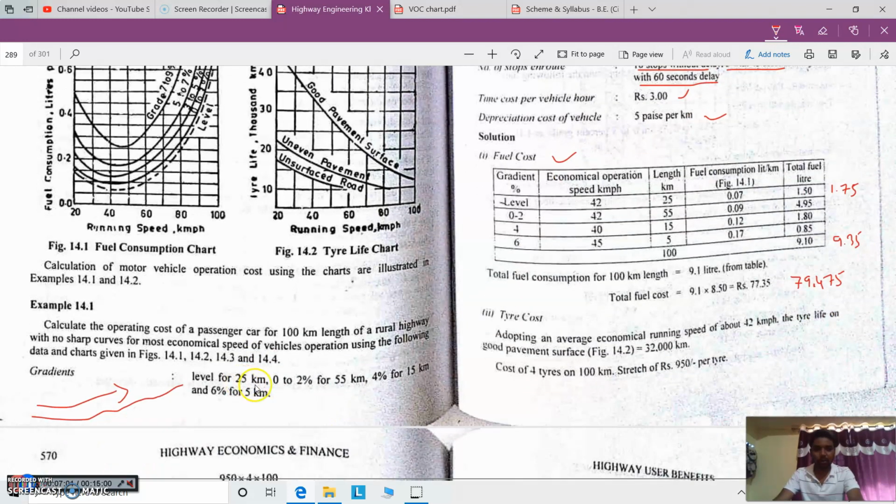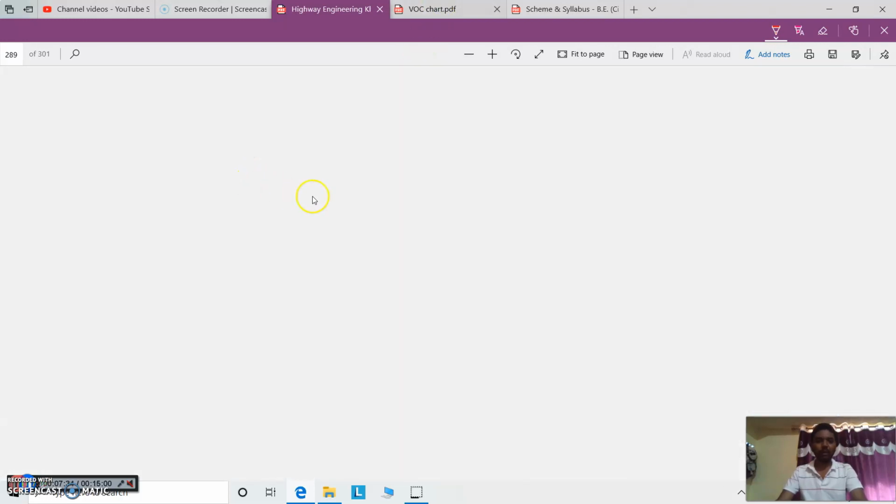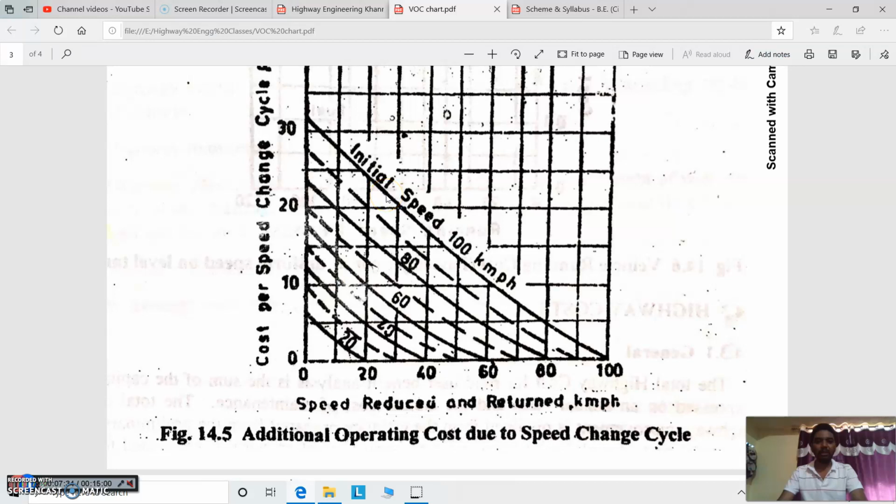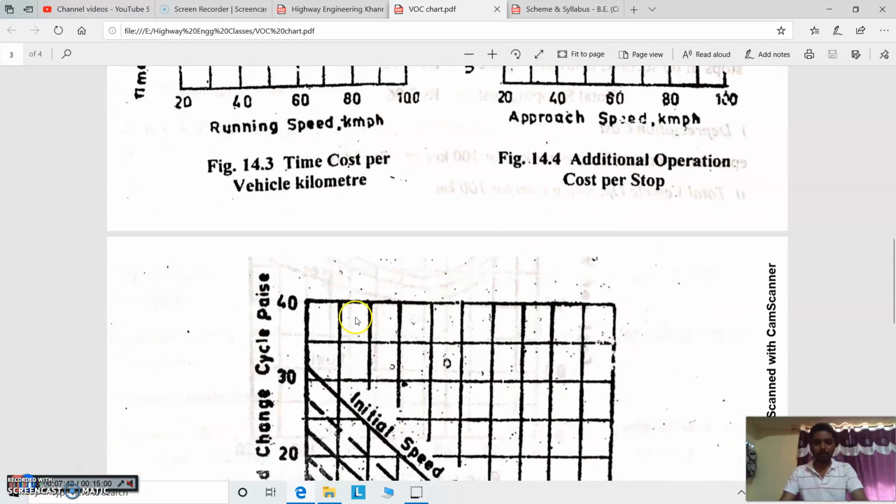What we know is that gradients are involved in the particular length of the highway. Those gradients are tabulated over here: level, 0 to 2% gradient, 4% gradient, and 6% gradient, as given in the question. Then economical operations, length, fuel consumption, and total fuel in liters, right? Whenever you consider level ground, you need to consider a chart of running speed.